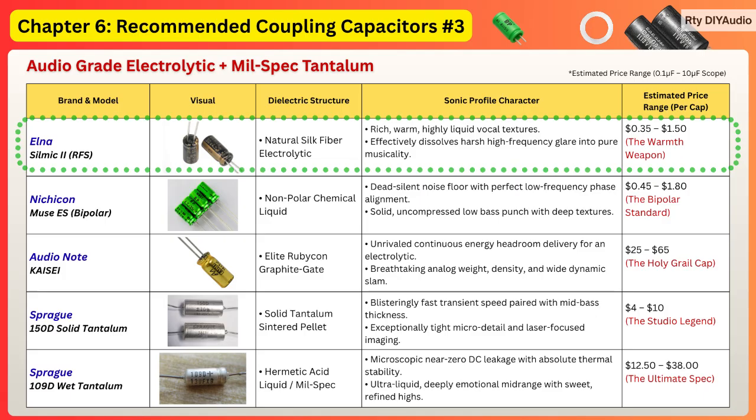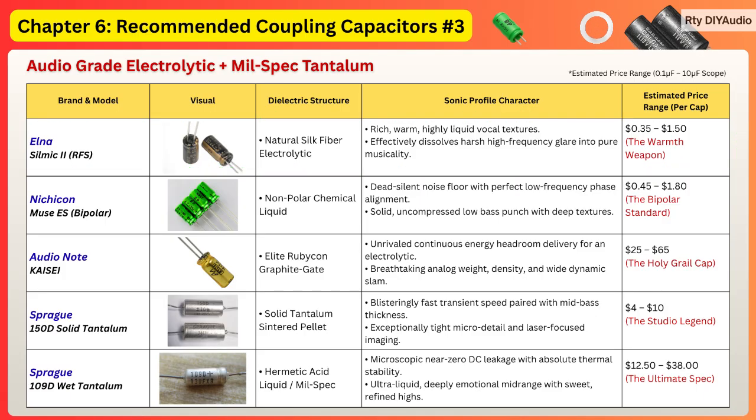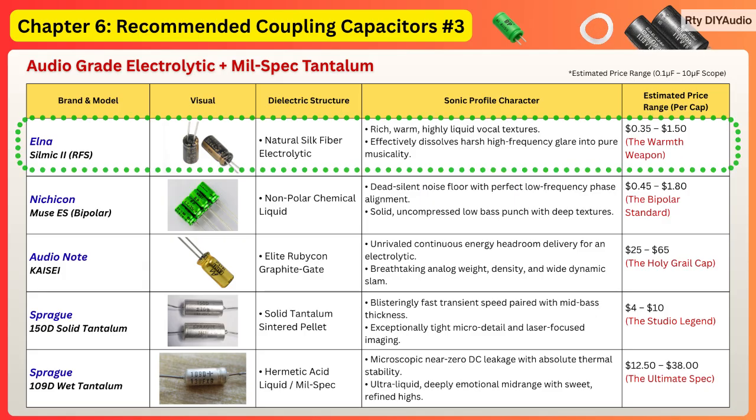First, the ELNA Silmic 2 RFS series. Utilizing a specialized natural silk fiber core, this legendary component stands as our primary warmth weapon, delivering rich, highly liquid vocal textures, while smoothly dissolving harsh, high-frequency digital glare into pure musicality.